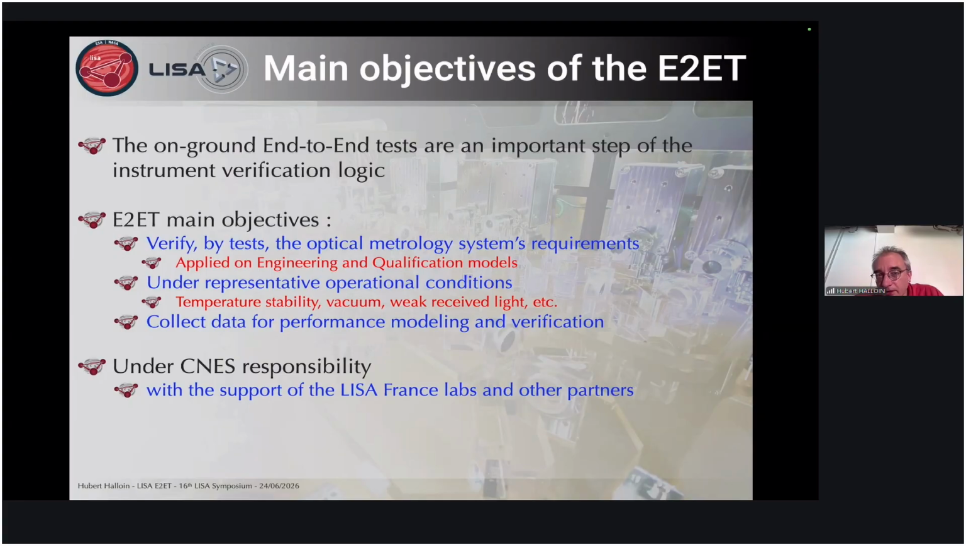This end-to-end test will also allow us to collect data that will be crucial for modeling the performance of LISA and also verify the models that we could already have. These end-to-end tests are under the CNES responsibility, so the French Space Agency here, and supported by many French labs and other partners.